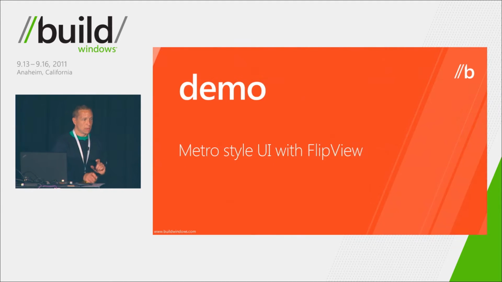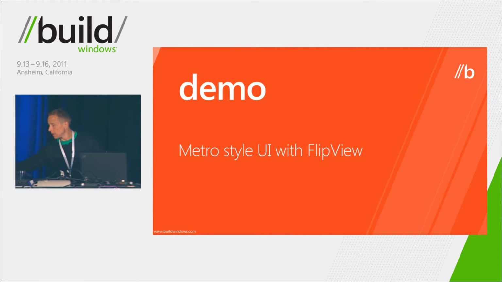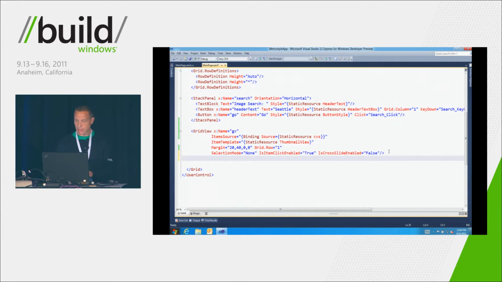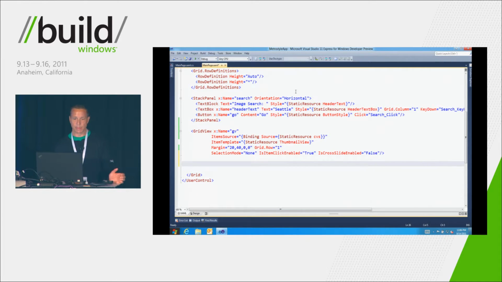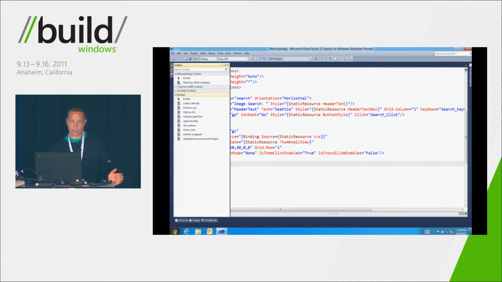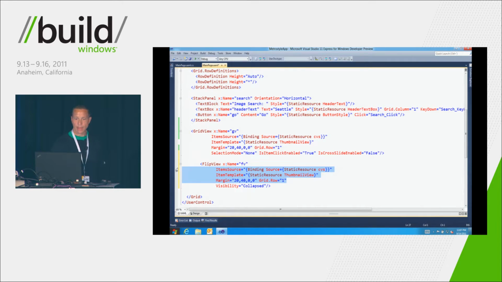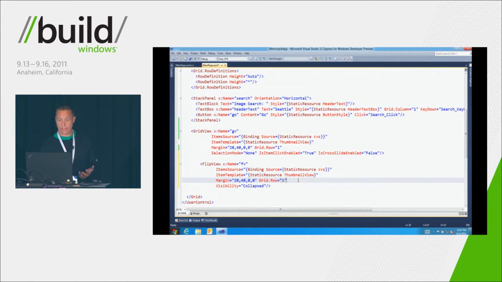So, flip view. So why would I want to use this sort of thing? I think it's one of those things that demos a little better than talking about it. So I'm going to pull over a flip view control. And you'll notice, maybe you won't, I'm binding to the exact same data source. There's no special styling. I'm using the exact same item template that I used before. Margin, everything is exact same.